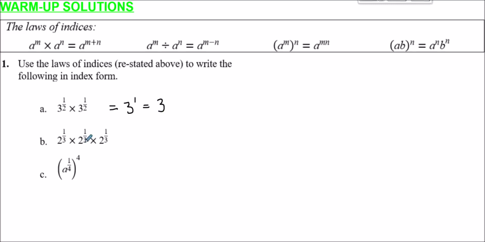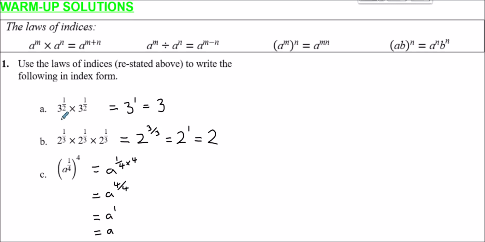In the same way, 2 to the third times 2 to the third times 2 to the third, that's 2 to the power 3 thirds. Well, 3 thirds is obviously just 1, and 2 to the power 1 is just 2. In a similar way, we can do this with a to the power a quarter. Using this law here, power of a power, we multiply the powers. So this is going to be the same as a to the power of a quarter multiplied by a quarter. So a quarter times a quarter times 4 is obviously going to be 4 quarters. That's the same as a to the power 1, and anything to the power 1 is just itself.